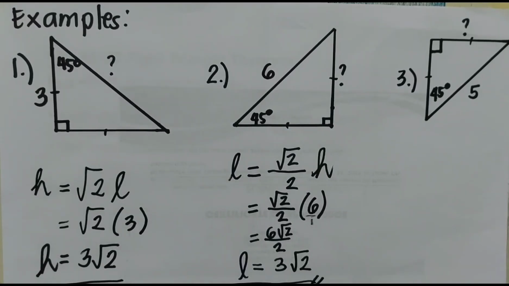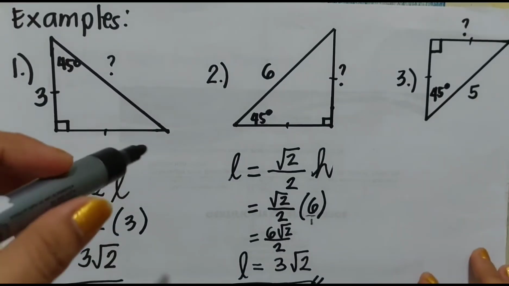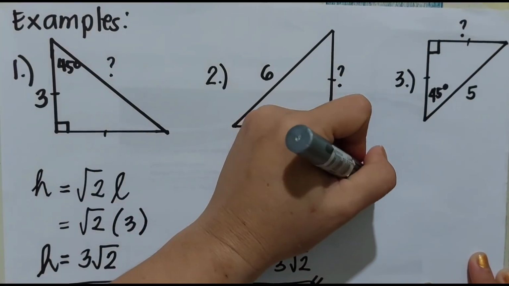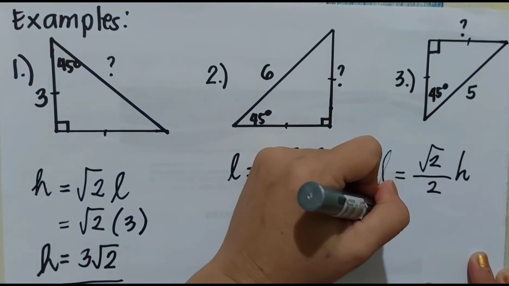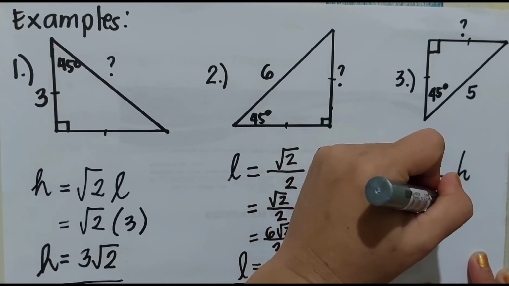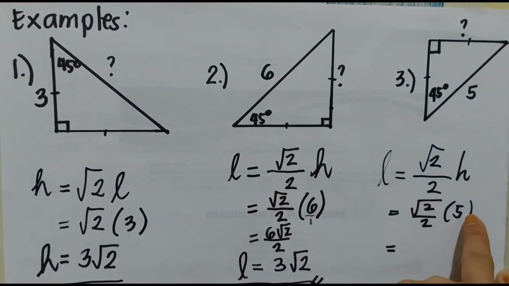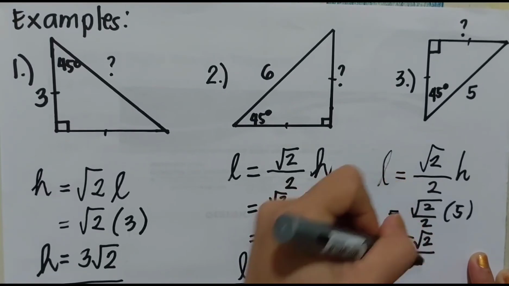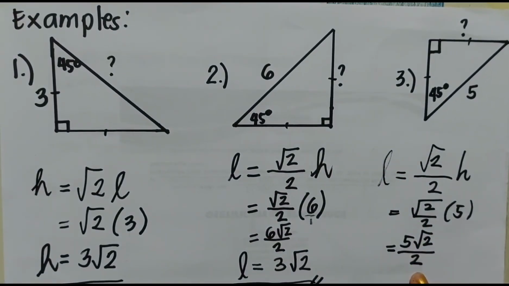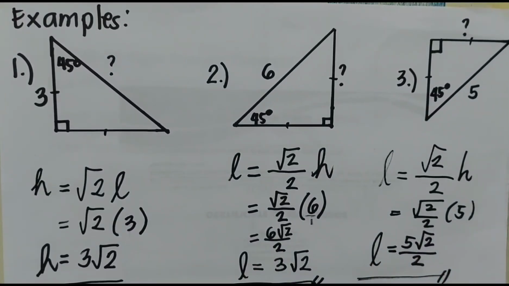Okay? Then, number 3, the given here is 5, which is the hypotenuse. So we are going to solve for the leg. Again, your leg is equal to square root of 2 over 2 times the hypotenuse. So substitute. You have square root of 2 over 2 times 5. Then you simplify. You multiply 5 with square root of 2. So you have 5 times square root of 2 over 2. Now, can we divide 5 by 2? No, so therefore the final answer is 5 square root of 2 over 2. That is the measure, or the length, of our leg.